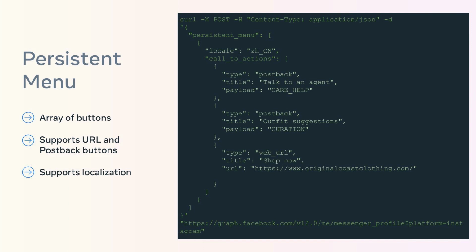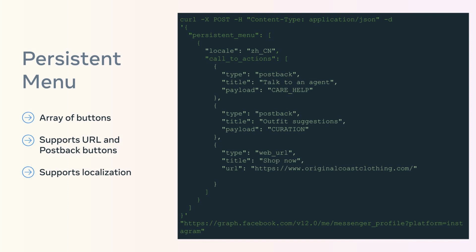Setting the persistent menu is easy. The persistent menu supports localization, and all you need to do is make a post request to our APIs with one or more locales and a list of call to actions. You can choose the type of each call to action, whether it's a postback button or a URL. We recommend setting up to 5 items for the best user experience.